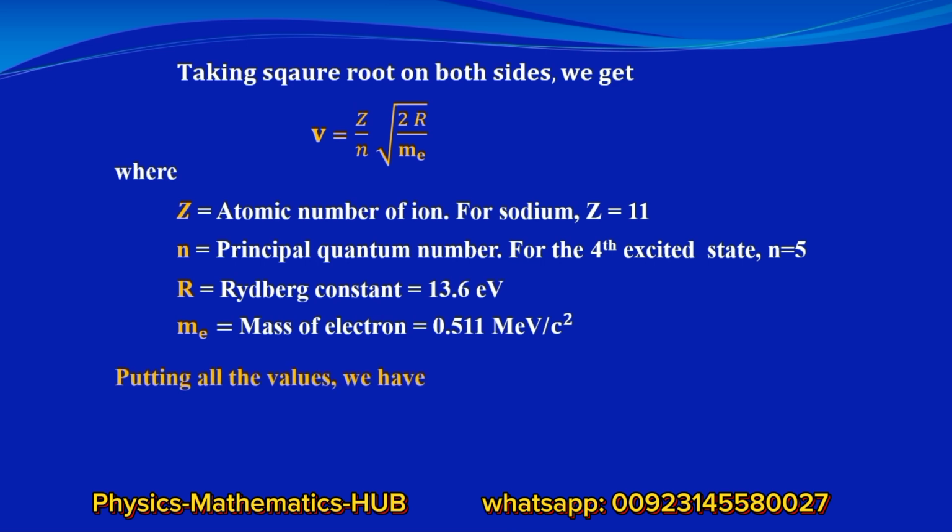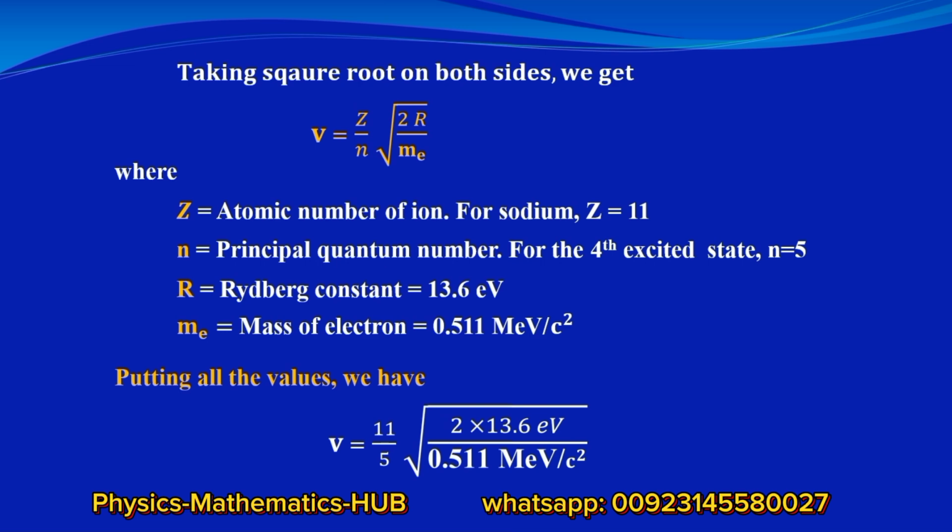Putting all the values in the above equation, we have v is equal to 11/5, where 11 is for Z and 5 is for n, times the square root of 2 multiplied by the Rydberg constant, which is 13.6 electron volt, divided by the mass of the electron, which is 0.511 mega electron volt per c squared.